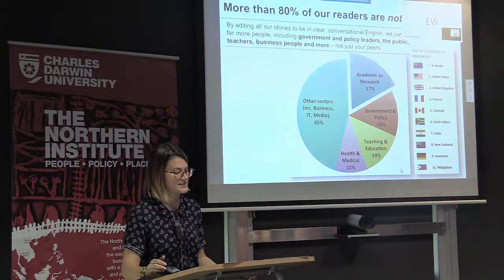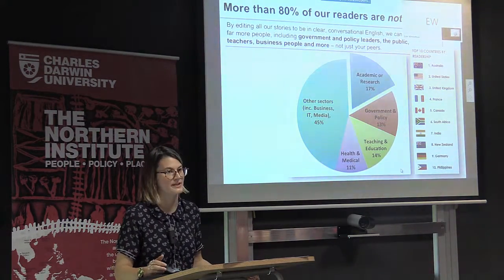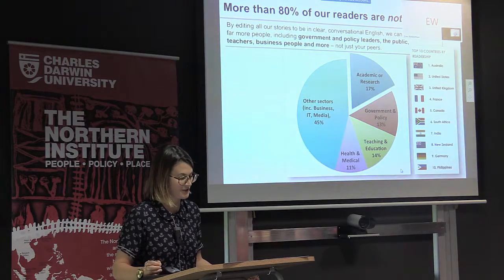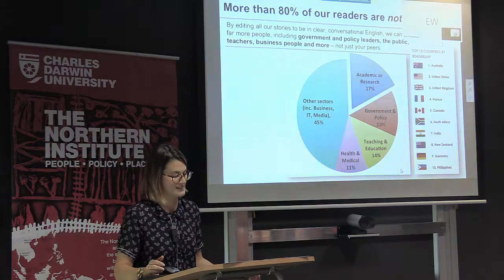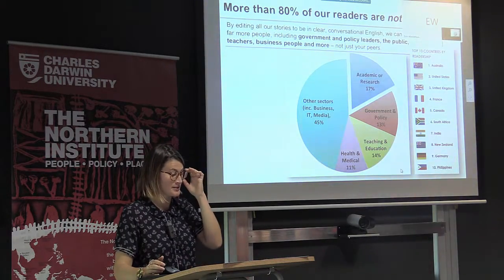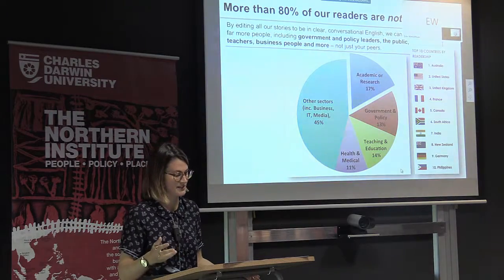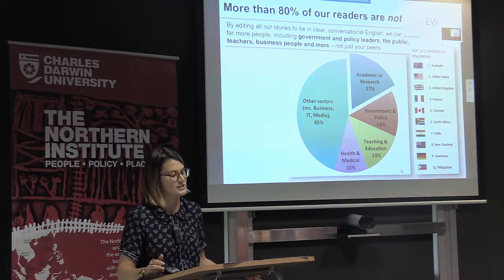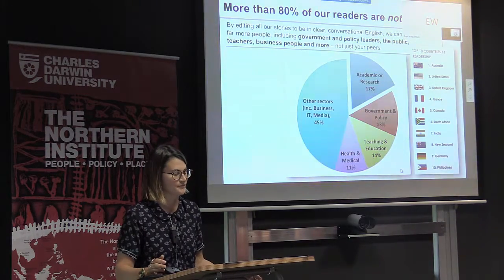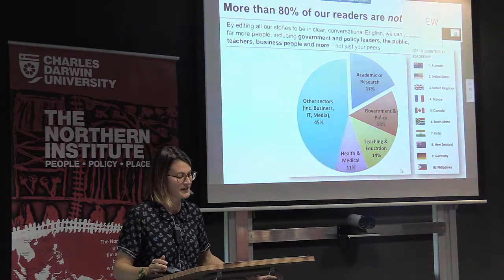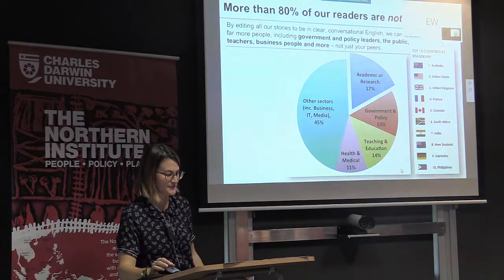Most of our readers are teachers, business and media people, as well as policymakers. And a few are academics, as I mentioned before, just around 17%. So it is important to not aim these articles at your colleagues, although they may be reading them. The purpose of The Conversation is to inform the public about new research that is going on. And because we're aimed at the general public, this is why all of our content needs to be accessible.